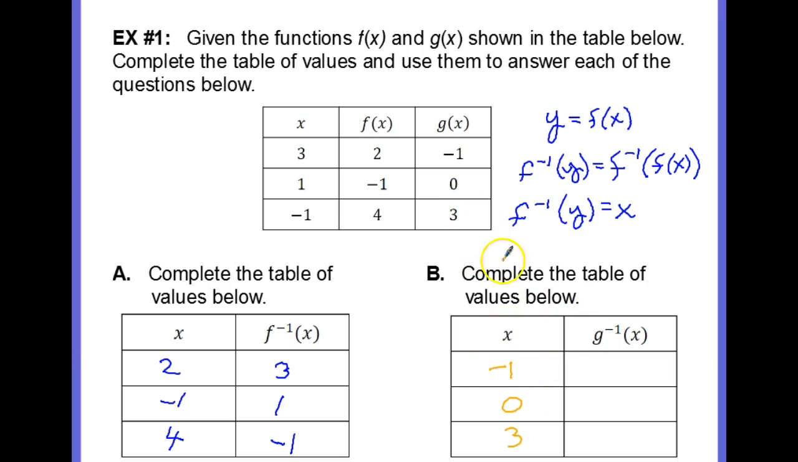So what is the inverse of -1? Well, it's 3. And the inverse of 0 is 1. And the inverse of 3 is -1.